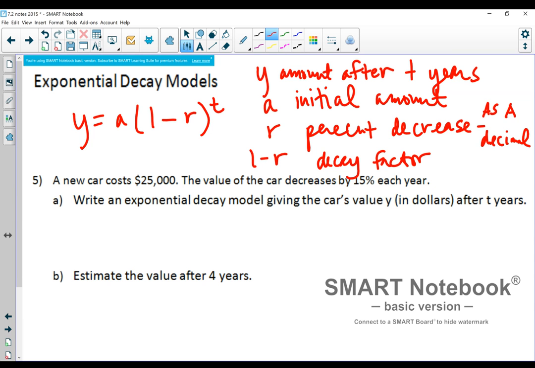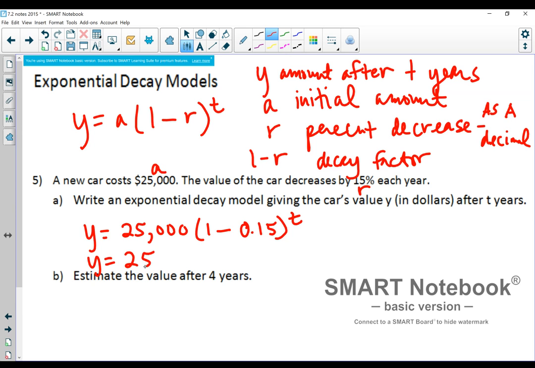So we are looking at an example here where they're talking about a new car decreasing in value. So depreciation of a car is a great example for this. So our initial amount would be that 25,000, decreasing by 15% each year would be R. So we're going to just write our initial model using this. So we'll have 25,000 times 1 minus that rate as a decimal, 0.15. And then this is for however many years we want to check it for. So I'm going to go ahead and simplify this by subtracting. So that would give us 25,000 times 0.85 raised to the t power.